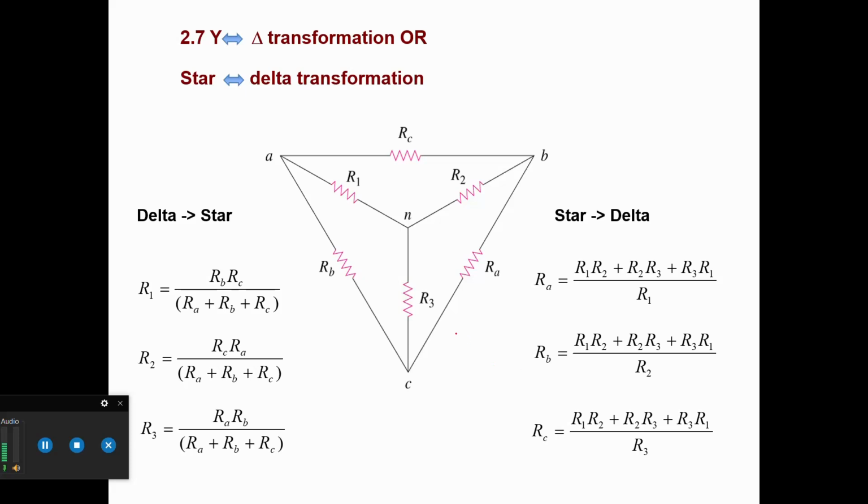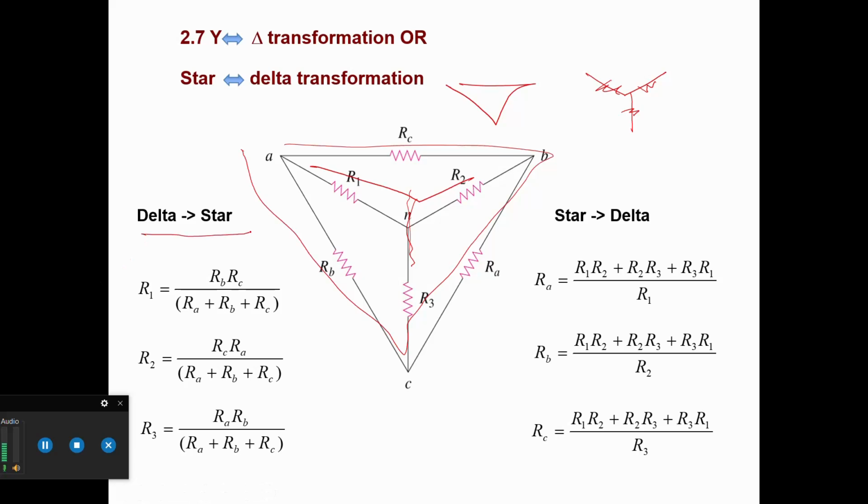So these are the formulas. This is called the star, or Y, and the outer one is basically a delta. There are two types of network, the delta network and the star network. If you have a delta network, you can convert it into a star network, and if you have a star network, you can convert it into a delta network by using these formulas. We are not going into the details of the formulas; we will see them at a higher level.